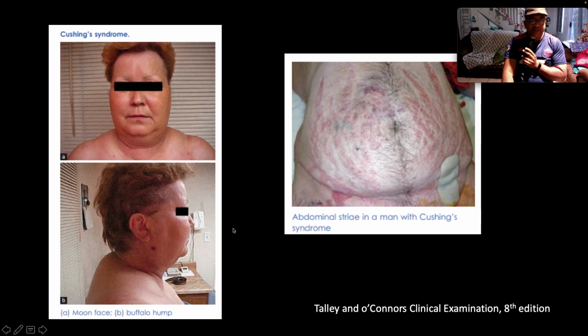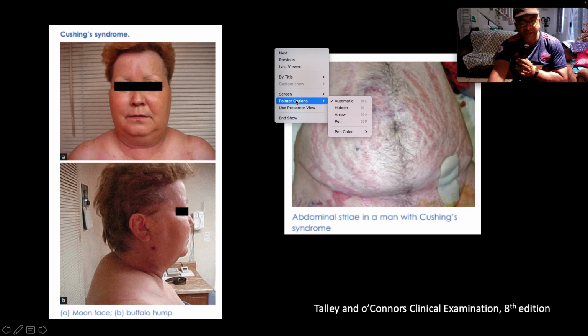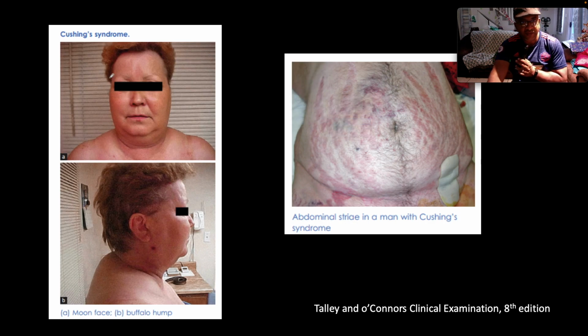Alrighty, so these are the clinical stigmata once more. What we can see here is the moon facies, facial rubor. Acne is not really present, but there is some hirsutism as well. This is a natural aspect as well, demonstrating the dorsal cervical fat pad, right?